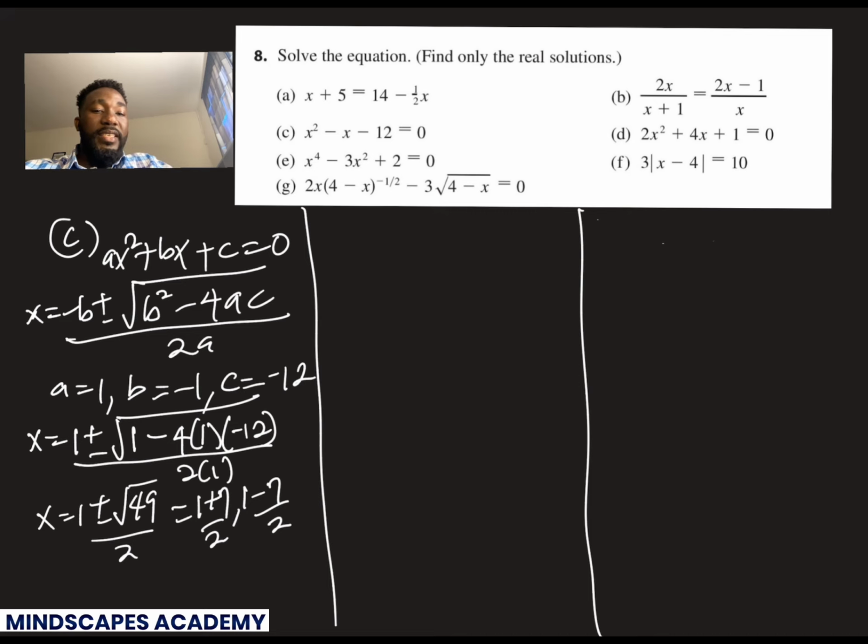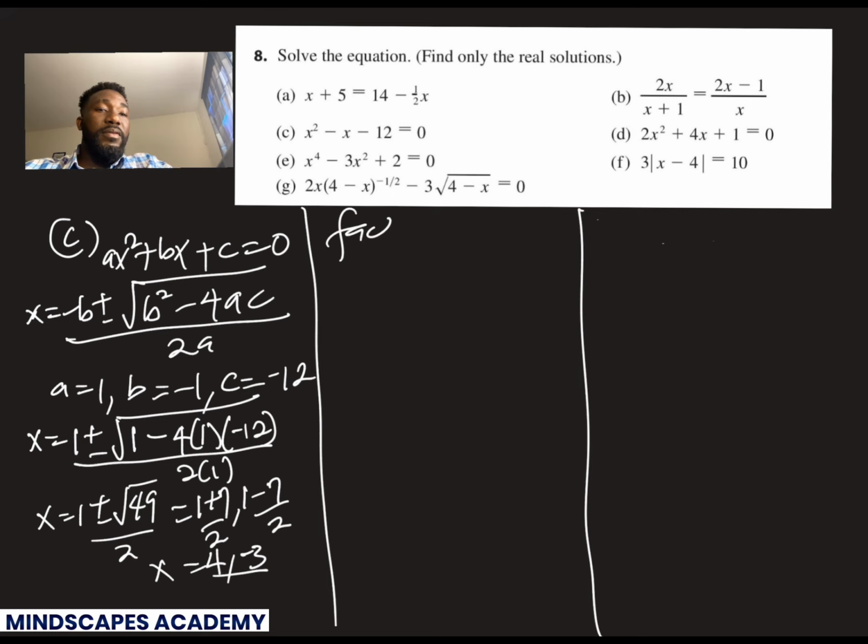And 1 plus 7 is 8. 8 divided by 2 is 4. And 1 minus 7 is negative 6, divided by 2 is negative 3. So these are the two values of our x. So x is negative 3 and positive 4. Now that is the quadratic formula.